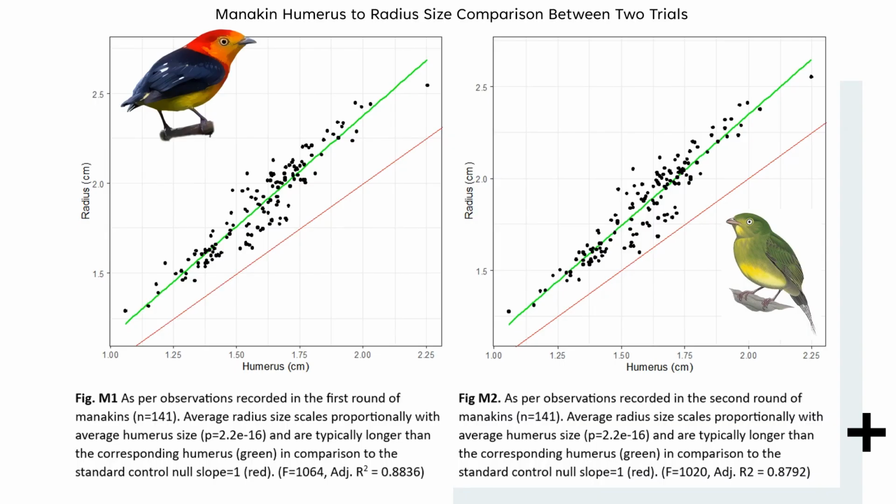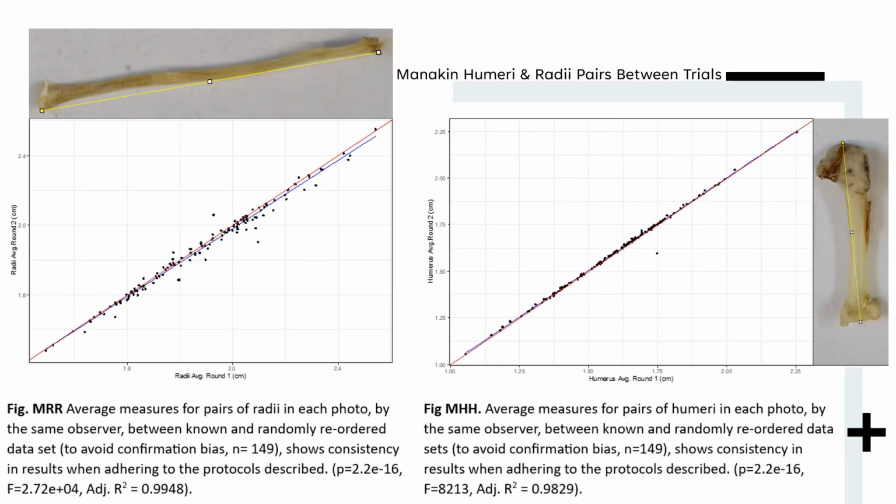As can be interpreted by these first two figures, manakin radius to humerus proportions were reproducible to the same observer, with the same dataset being the collection of images randomly reordered. Taking a look at these next two figures on manakin humeri and radii pair averages between trials again shows high consistency in the results, showing that the protocol yields reproducibility.